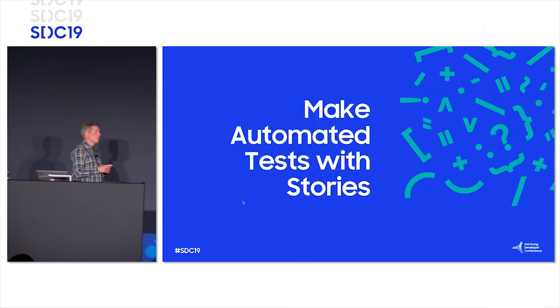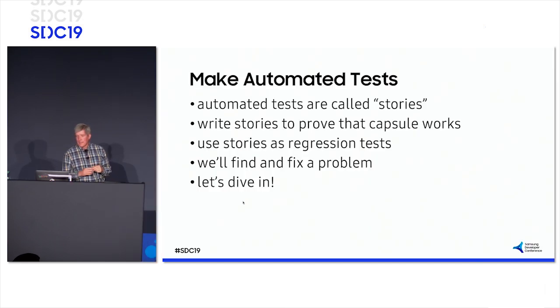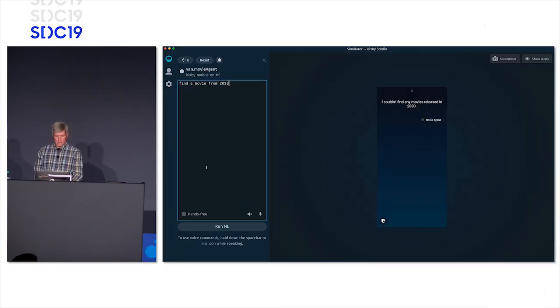All right, so we've got the capsule in pretty good shape now. Let's make some tests. We call these tests stories. In Developer Studio, we can write a bunch of stories that prove a capsule works, and then we can run them again and again as regression tests in order to make sure the capsule is still working every time we release a new version of it. So we're going to discover a problem, and we're going to write a test first, before we fix it, kind of like a test-driven development methodology, if you want to use that. All right, let's go back.